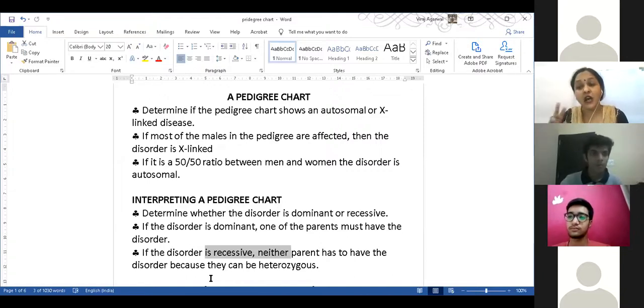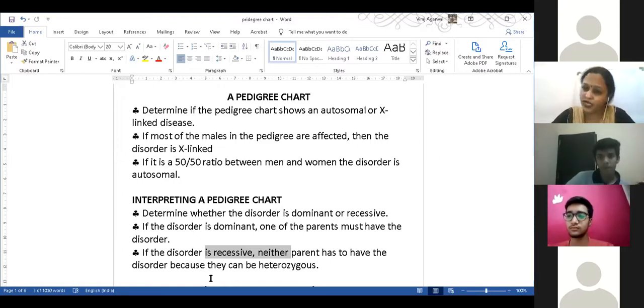सेकंड थिंग इज कि अगर 50-50 रेशियो है, दैट मींस बोथ मेन एंड फीमेल इक्वल नंबर ऑफ मेन एंड फीमेल आर, men and women are affected, तो it must be an autosomal trait.